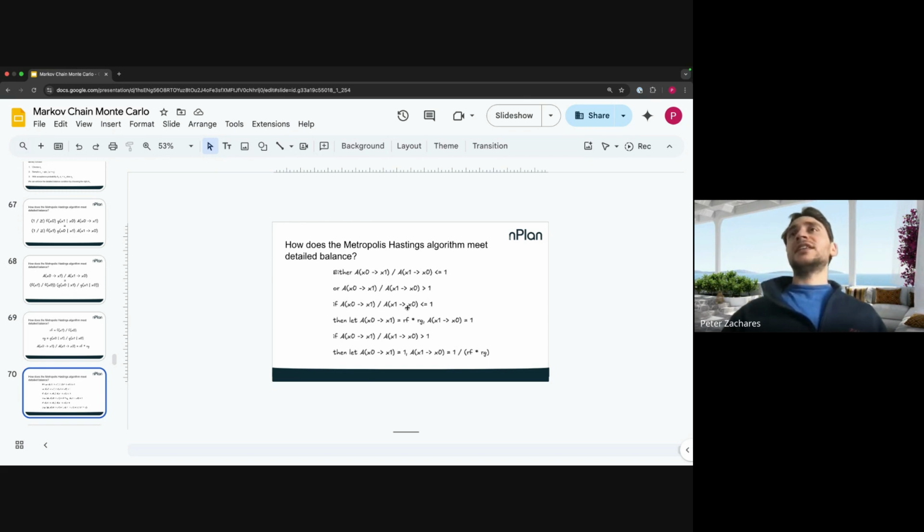the ratio is less than or equal to 1, then you let the acceptance probability of x naught going to x1 be rf times rg. And you let the acceptance probability of going from x1 to x naught be 1. And then if the ratio is greater than 1, then you let the probability of x naught going to x1 be 1, and this one being 1 over rf times rg.